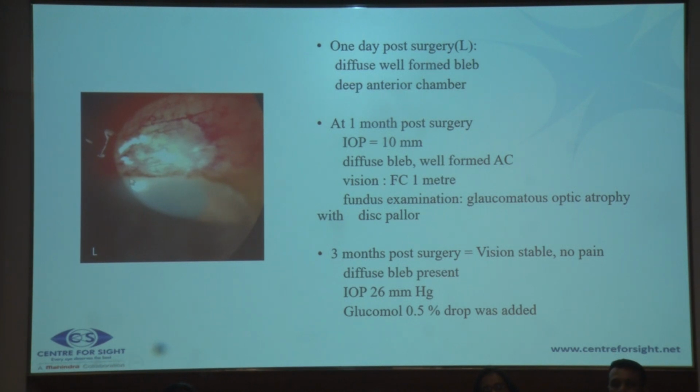Post-op on day 1, the bleb was diffuse, the chamber was formed, and the pressure was normal. At 1 month post-surgery, the IOP was 10 mm Hg, and the bleb was well formed and diffuse, as wanted. The vision improved to finger counting at 1 meter. Then the fundus was examined and it was total glaucomatous optic atrophy. At 3 months post-surgery, the IOP was on the higher side, and we added Glucomol 0.5%.